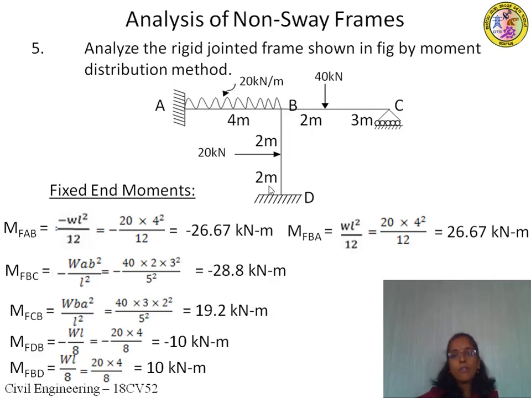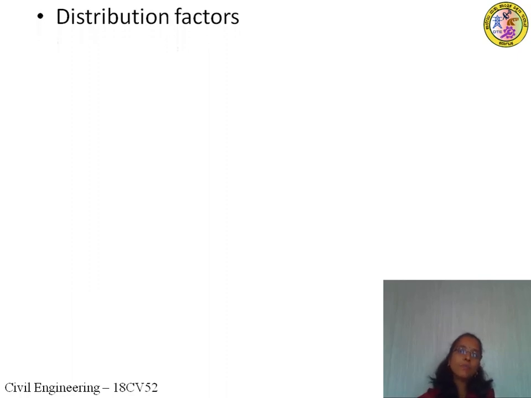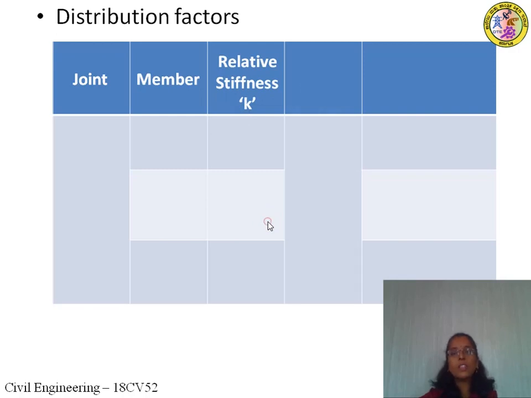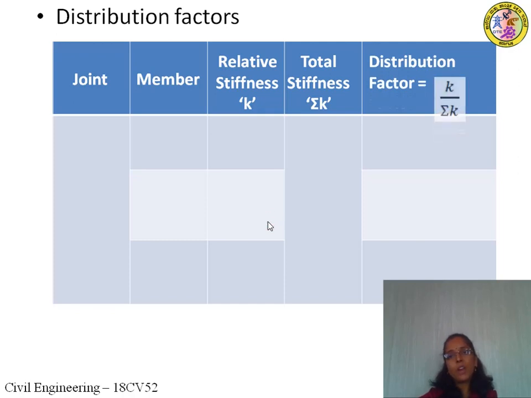So the far ends A and D are fixed, therefore the relative stiffness will be I by L, whereas C is a roller, therefore the relative stiffness will be 3/4 of I by L. So next, the distribution factors are calculated in the form of a table. First column is joint, second column is member, third column is relative stiffness, fourth column is total stiffness, and the fifth column is distribution factor, which is the ratio of relative stiffness of a member to the total stiffness of the joint, that is K divided by sigma K.